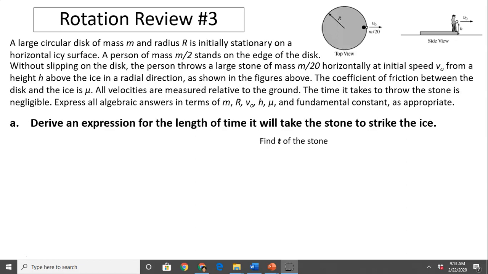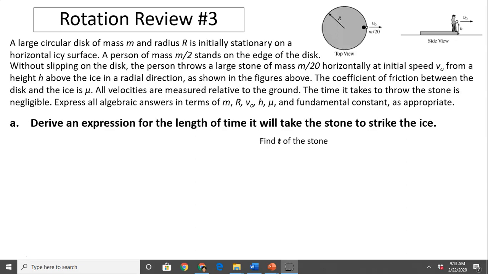The coefficient of friction between the disk and the ice is mu. All velocities are measured relative to the ground. The time it takes to throw the stone is negligible. Express all algebraic answers in terms of m, r, v0, h, mu, and fundamental constants as appropriate.